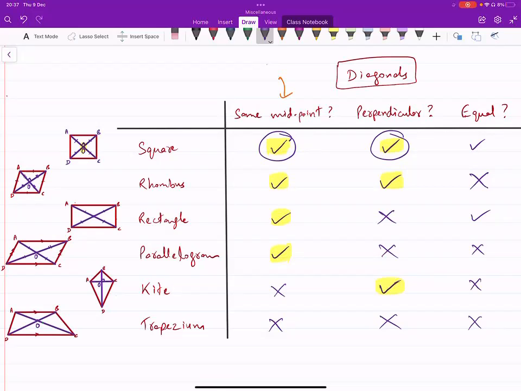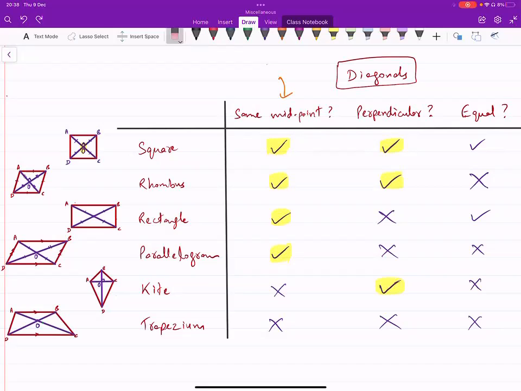Square ke andar kya hota hai? The midpoints are the same for both diagonals. मतलब एक ही point of intersection होता है, वो दोनों diagonals का midpoint होता है. And the diagonals are also perpendicular to each other. और square के अंदर diagonals equal भी होते हैं. They're also equal. Although equality वाली property इतनी ज़्यादा use नहीं होती है, but square के अंदर आपके diagonals equal भी होते हैं. ठीक है?